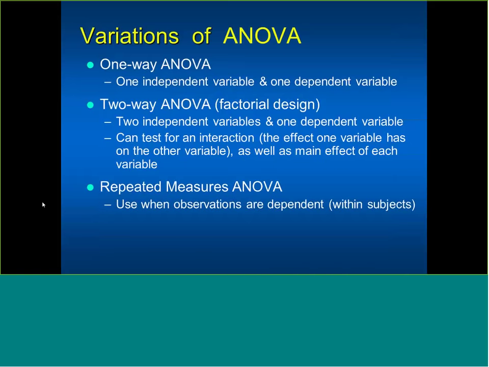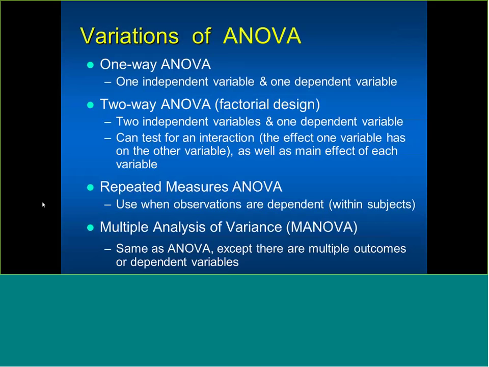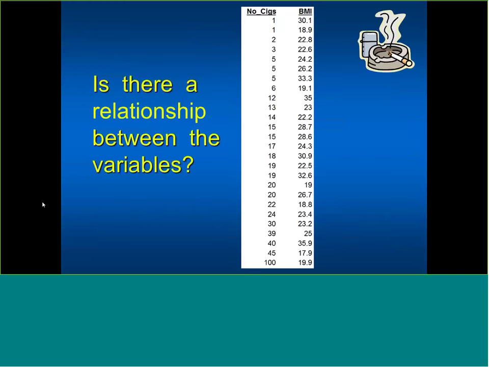A repeated measures ANOVA is when you have a within subjects design and your observations are dependent. So you're looking at the people over time. So maybe you're looking at their systolic blood pressure 1 month after treatment, and 2 months after treatment, and 3 months after treatment. And multiple analysis of variance, which is called MANOVA, is the same as an ANOVA, except there are multiple outcomes or dependent variables. Okay, so we get more complicated that way, and then we're looking for a variety of dependent variables. Still, though, when you hear these terms, I think you should remember what the basic ANOVA is and not be too confused by these other variations of it.